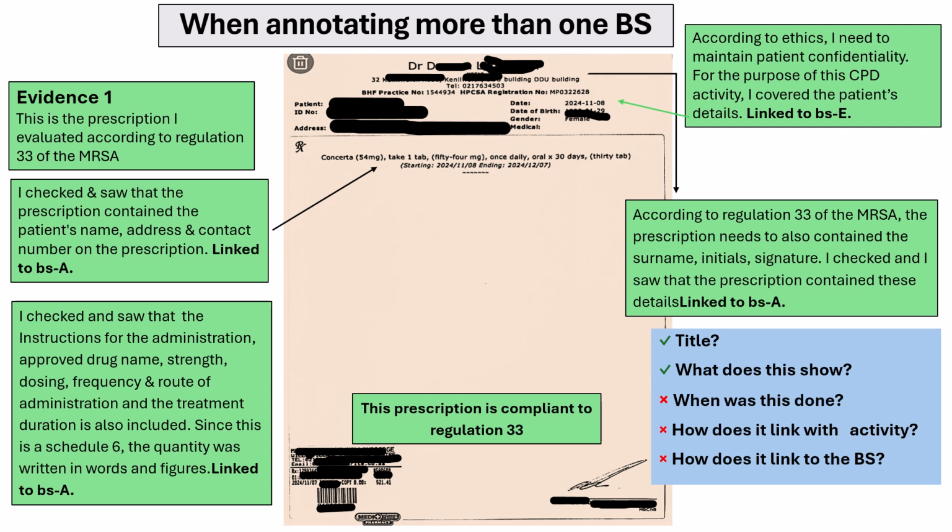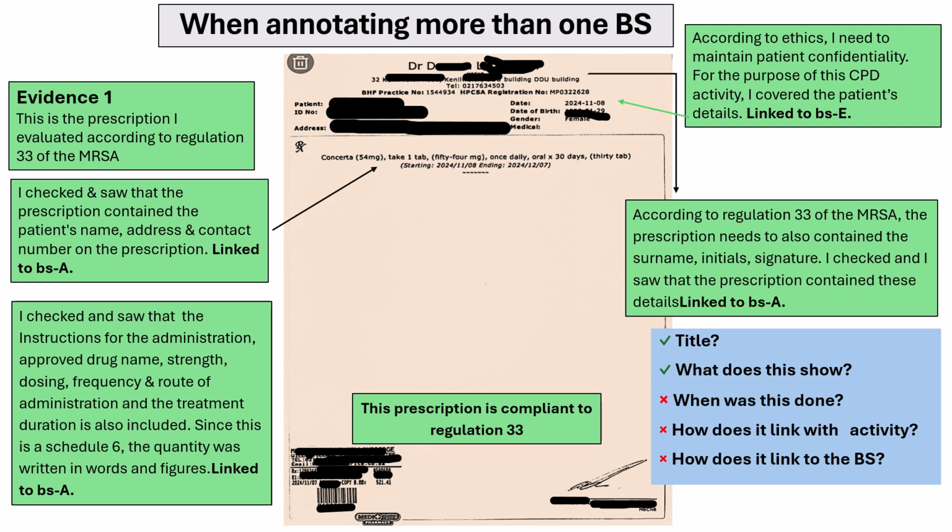Okay, so this is evidence one. This is the prescription I evaluated according to regulation 33 of the MRSA. But your friend already told you this, okay? They're now explaining exactly which part of the CPD this specific behavioral statements link to. So on your left in the middle box it says I checked and saw that the prescription contained the patient's name, the address and contact numbers on this prescription. This is linked to behavioral statement A.